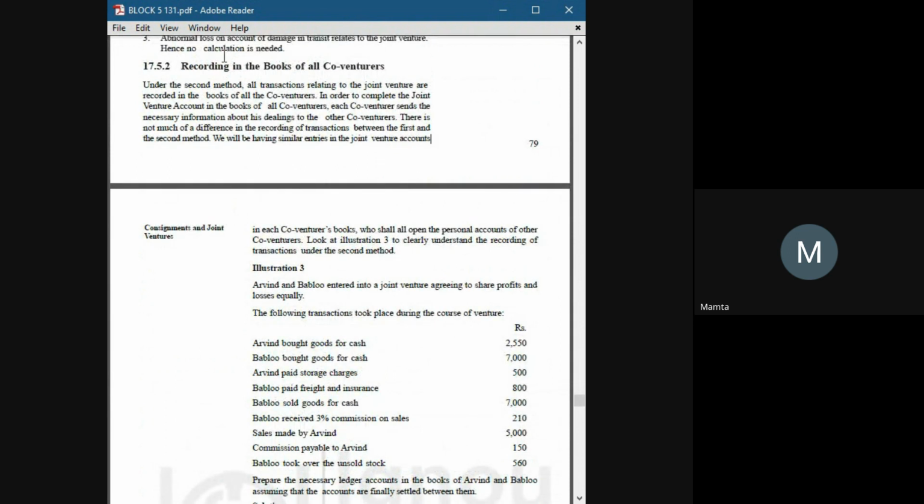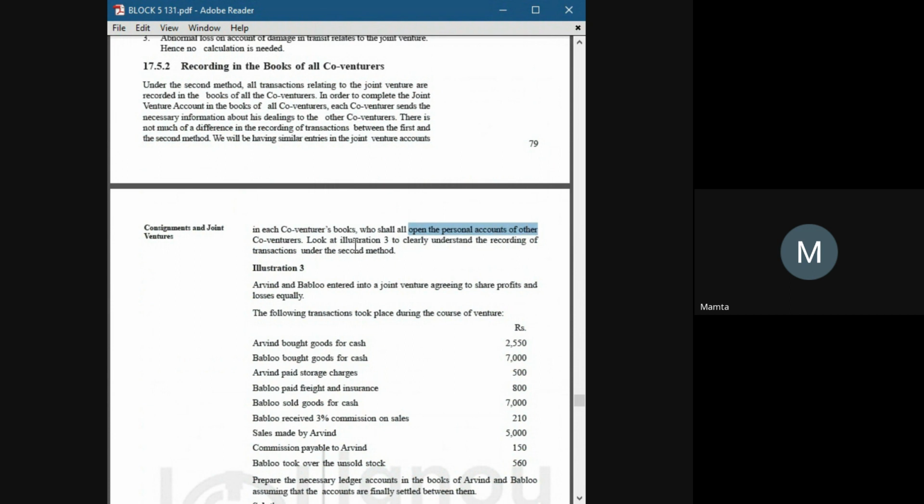Recording in the books of all co-venturers. Second method: all the transactions related to the joint venture are recorded in the books of all co-venturers. In order to complete the joint venture account in the books of all co-venturers, each co-venturer sends the necessary information about his or her dealings to the other co-venturers. There is not much difference in recording of transactions between the first and second method. We will have similar entries in the joint venture account in each co-venturer's books, who shall all open the personal accounts of the other co-venturers.